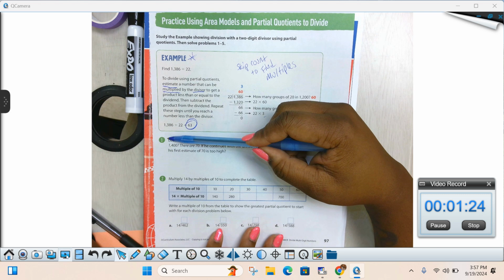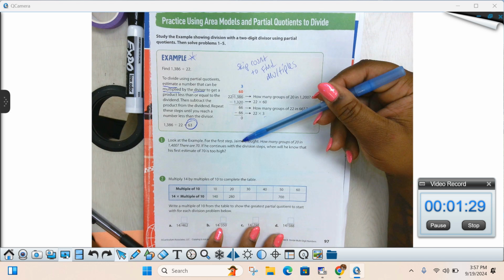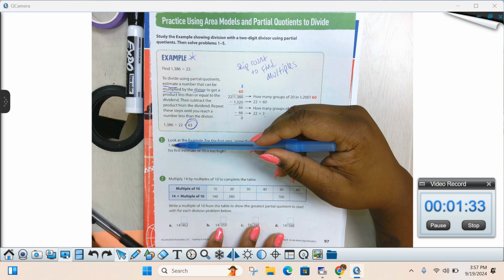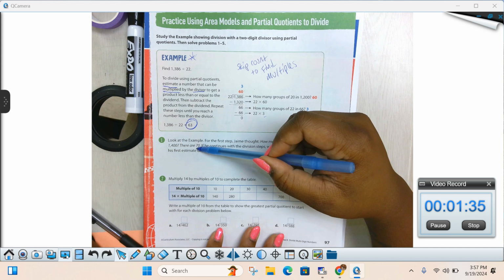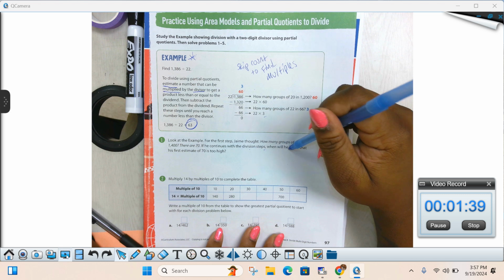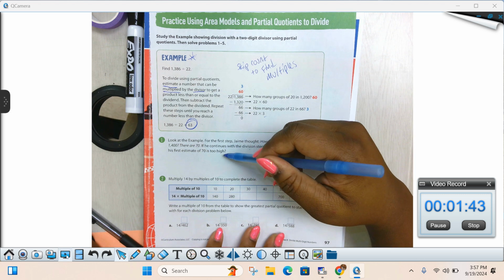All right, so let's look at number 1. Look at the example for the first step. Jamie thought, how many groups of 20 in 1,400? There are 70. If he continues with the division steps, when will he know that his first estimate of 70 is too high?